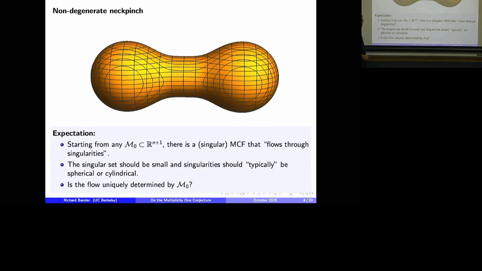And in some sense, the singular set, so where the topological change happens, should be in some sense small. It should have low dimension. And typically, and I'll make this more concrete during the talk, the types of singularities that we see should either be spherical or cylindrical. Okay? And then you can ask whether this flow is actually uniquely determined by its initial condition. For example, is there more than one way of resolving such a singularity? And this is something I'll touch upon as well. Any questions?